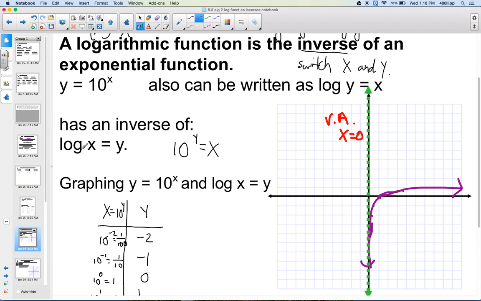So when you have logarithms written as y equals log, or in this case 10 to the y is equal to x, these are equivalent statements. These two right here are equivalent statements. It will look something like this, which is a logarithmic function, and it will have a vertical asymptote of x equals 0.